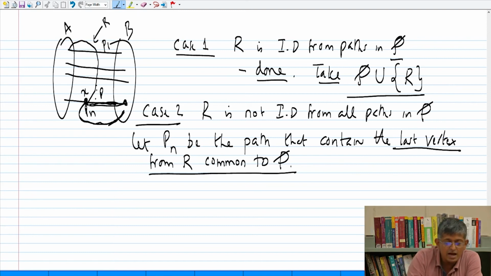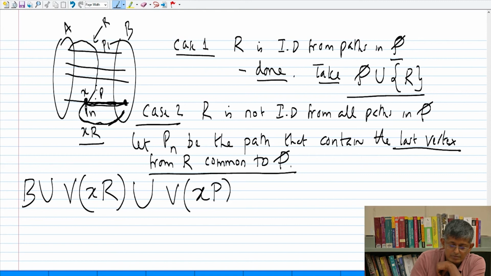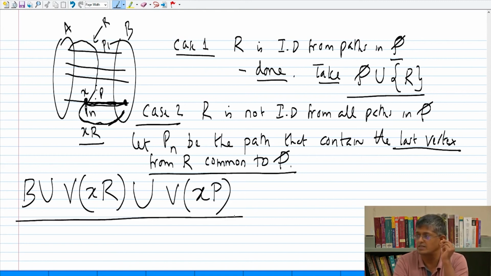How am I going to choose a superset of B? I am going to look at X. X is sitting on one path. After X on R, nothing is on any path in P. That part is called XR. That is, all those vertices starting from X on R are completely disjoint from P by choice. On P, from X up to B, there is this particular path. So, I consider the vertices of X. I am designing the B so that I can apply the induction hypothesis now. This is a very nice clever step to use the induction. I hope the choice of B is clear.